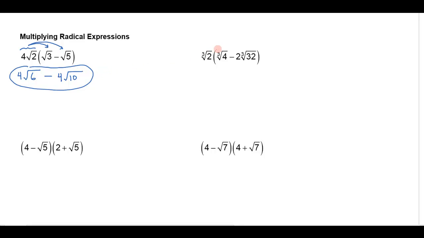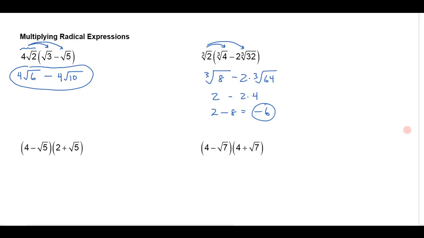And let's do it here with cube roots. I distribute the cube root of 2 to each of the terms inside the parentheses there. This would give me the cube root of 8 minus 2 times the cube root of 64. Now the cube root of 8 I can simplify. That's 2. And the cube root of 64, that's actually 4, because 4 times 4 times 4 is 64. So this is just 2 minus 8, which is negative 6. That's really nice that something with all those nasty radicals would simplify to something as nice as negative 6.